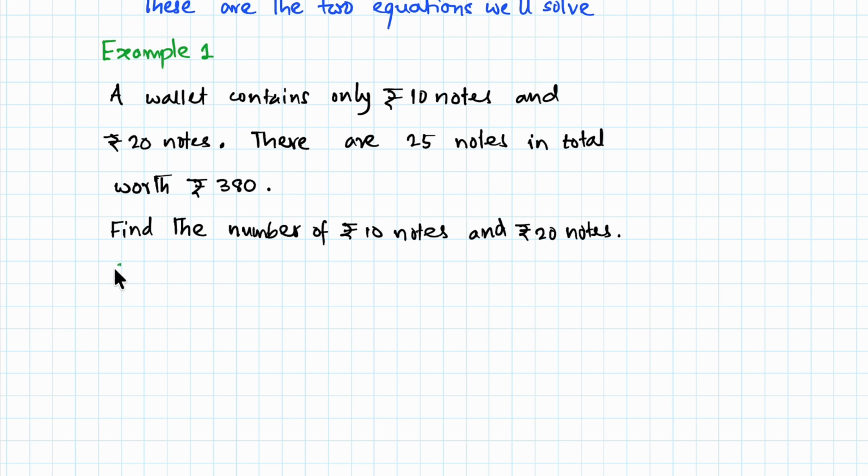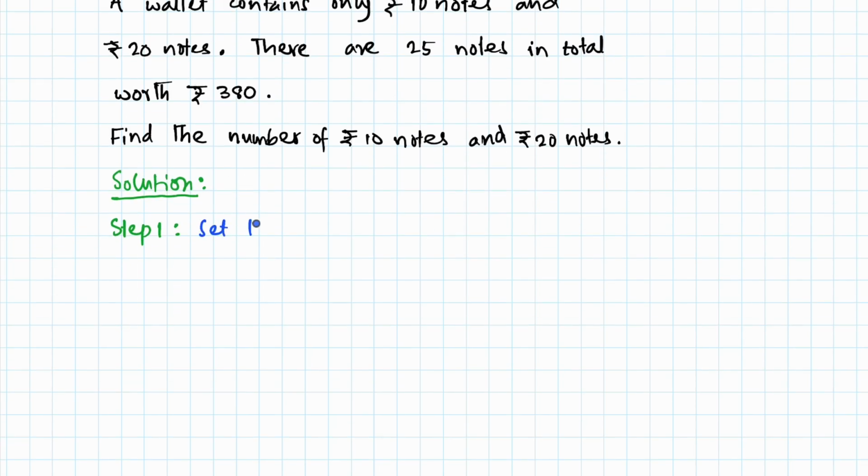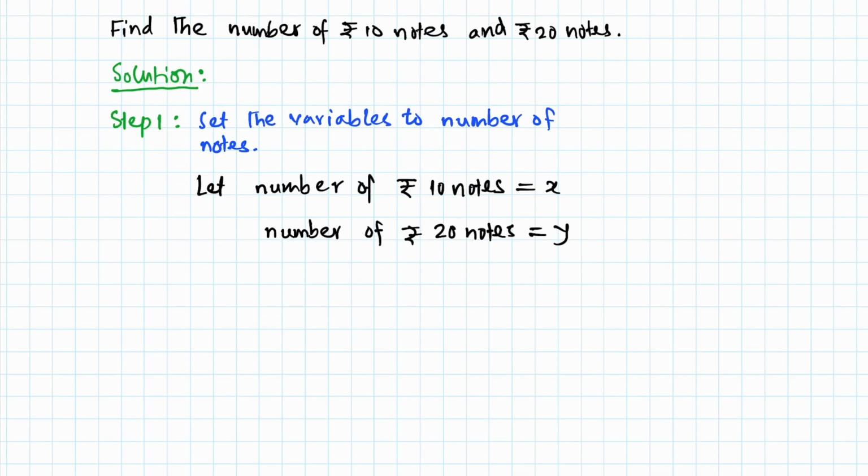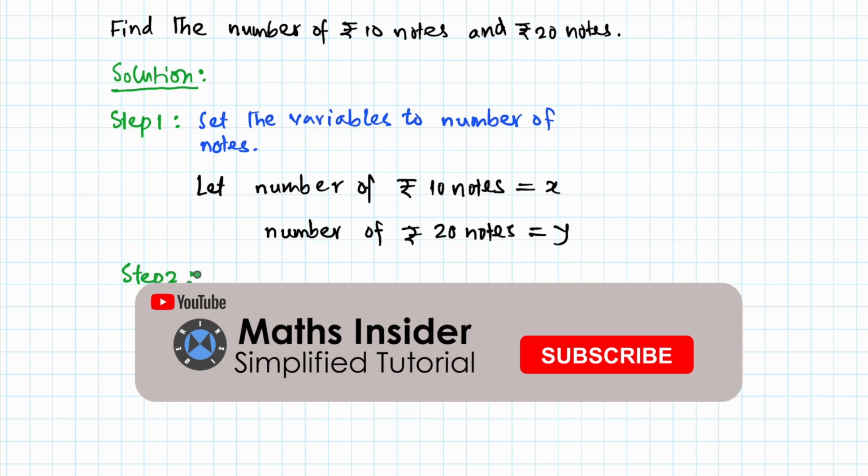Now let's solve it step by step using the concept that we have learned so far. Solution. Step 1: what do we have to do? We have to assign variables to the number of notes or coins given in the problem. So here, the notes. Let the number of 10 rupees notes be x, and the number of 20 rupees notes be y. We set the variables for the 10 rupees notes and 20 rupees notes.